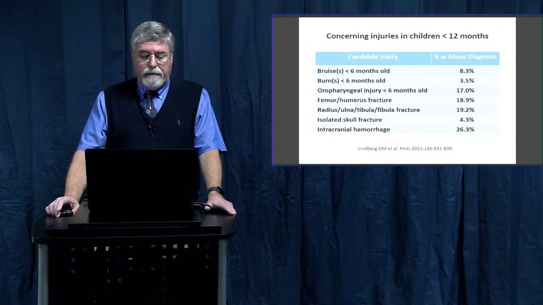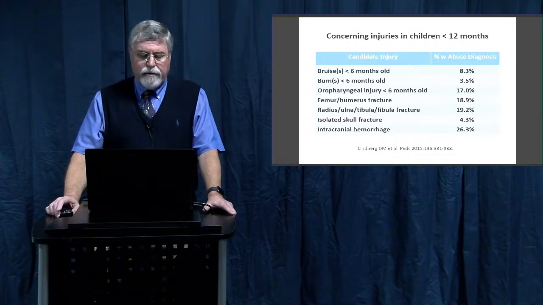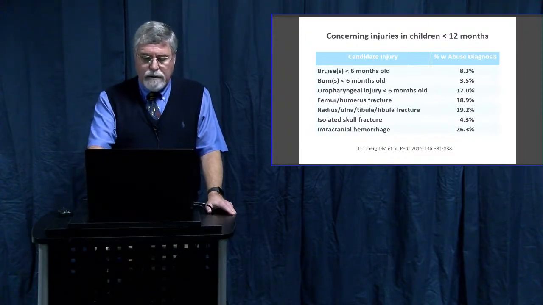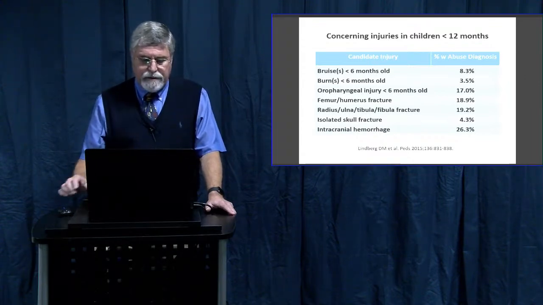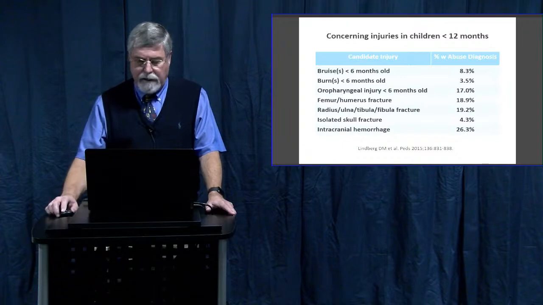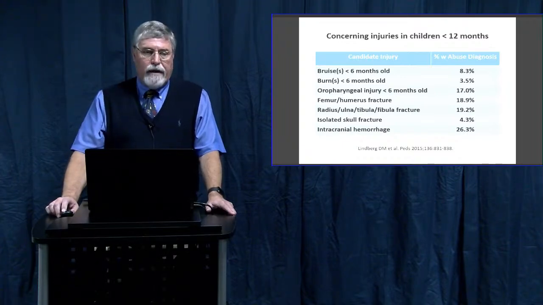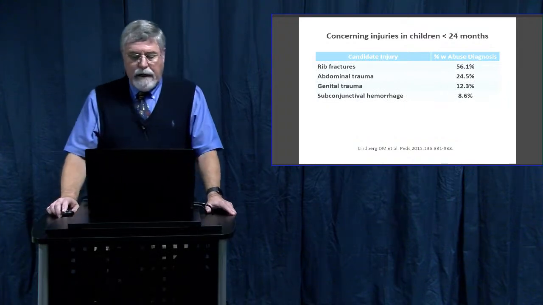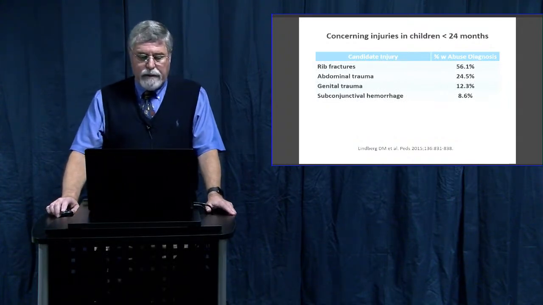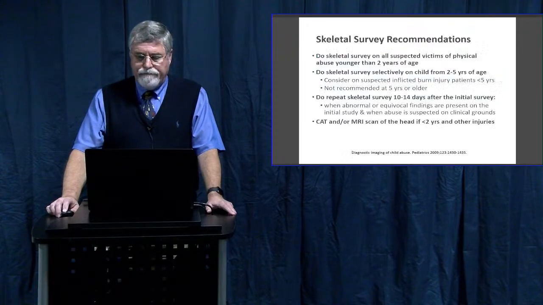Burns in under 6 months, mouth injuries, broken bones, about 1 out of 5 turned out to be inflicted. And skull fractures, most of the skull fractures are accidental. Intracranial hemorrhage, about 3/4 of them are accidental. Rib fractures, half of them will have other evidence of abuse, so that's a big red flag. And then subconjunctival hemorrhage is about 10%.